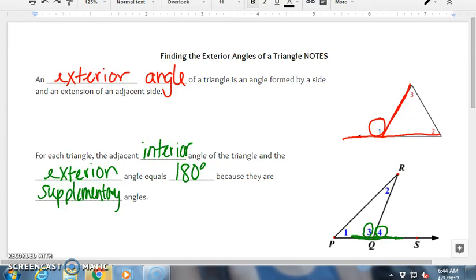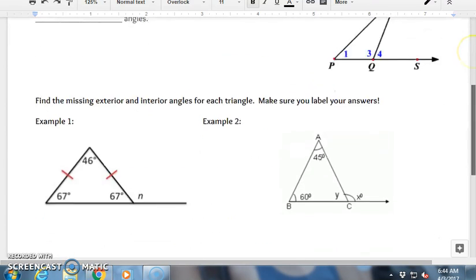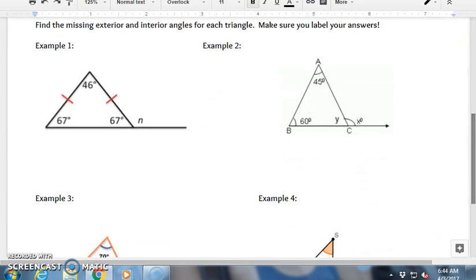Okay? So we're going to have to find missing interior or exterior angles using interior and exterior angles. So let's look at a couple examples. All right. So in this one, they gave us all three of the interior angles. And you're going to have to recall that the three interior angles of a triangle should always equal 180 degrees.